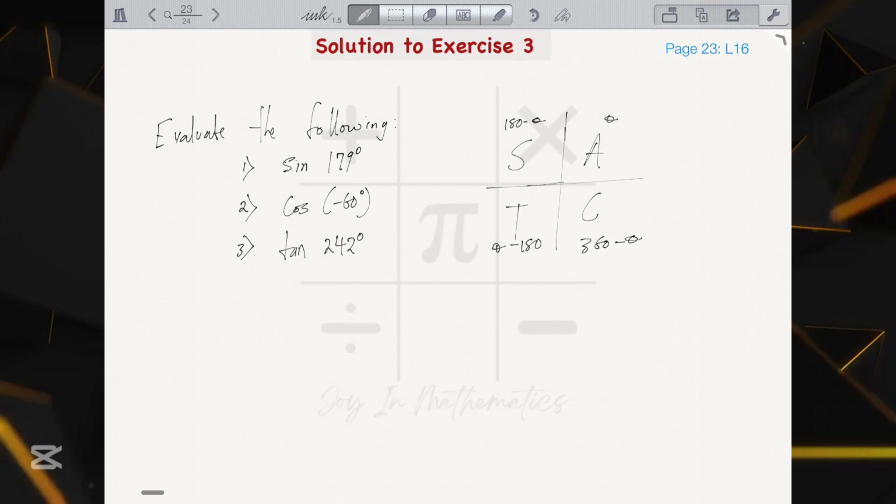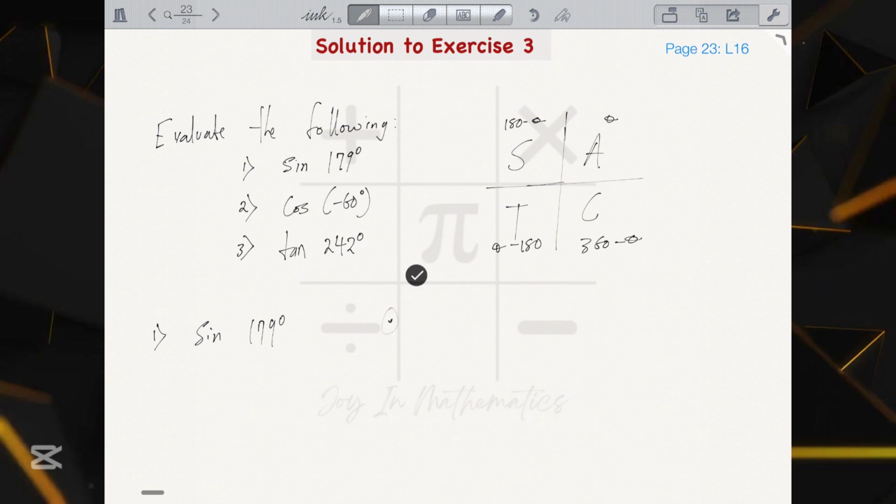Now let's solve exercise 3 together. We're asked to evaluate sine 179 degrees, cos minus 60 degrees, and tan 242 degrees. Let's begin with question 1, sine 179 degrees. The question is, which quadrant does it fall into? Does it fall into the first quadrant, the second quadrant, or the fourth quadrant?